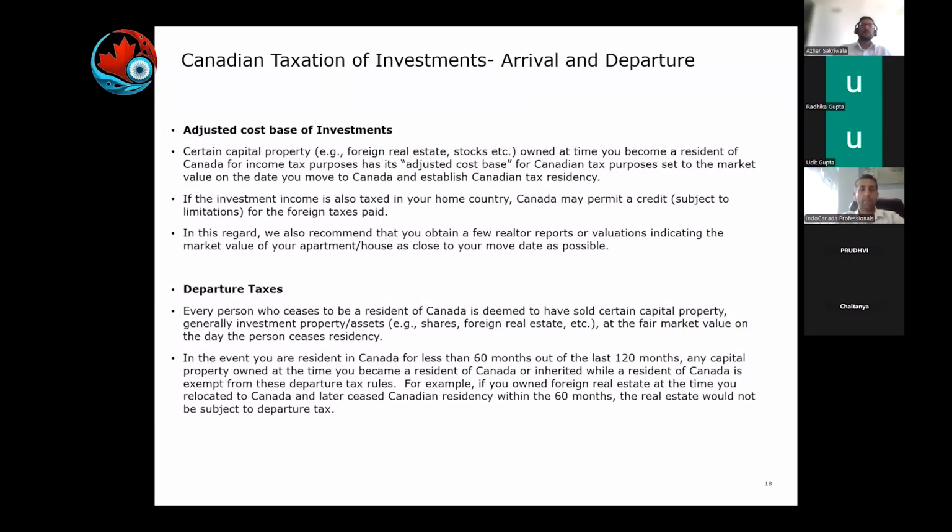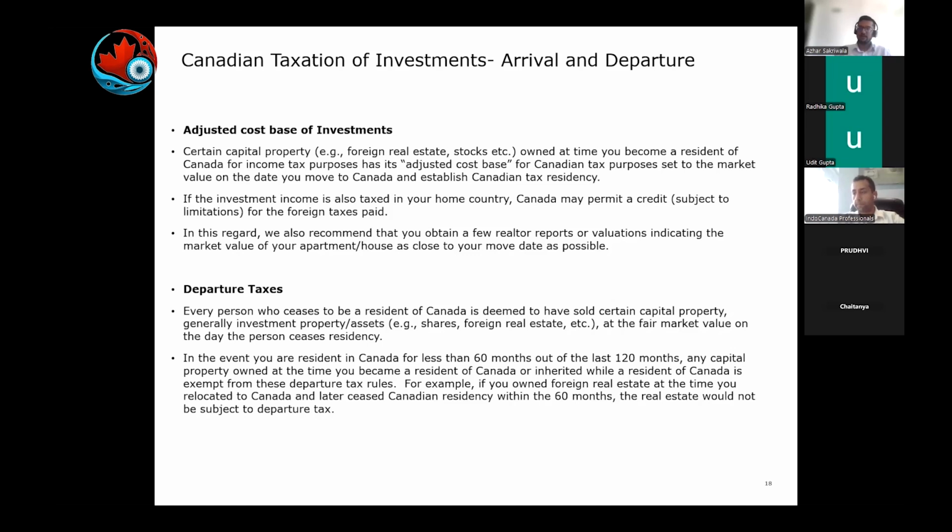Now, coming on to taxation of investments at the time of arrival and departure in Canada. I would go back to the main point for Canadian residency. That is, at the time when you arrive in Canada with the intent of living in Canada for the long term, you become a Canadian tax resident from the date of your arrival. So as on that day, the cost of any assets that you owned, let's say in India or in Canada, for Canadian tax purposes shall become the fair market value of those assets as on the day you arrive in Canada.